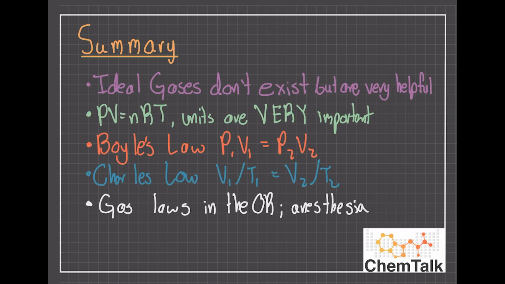In summary, we learned that ideal gases don't exist, but they are very helpful with understanding gases on Earth. We also learned about the ideal gas law, or PV equals nRT. We learned about the ideal gas law constant R, and that units are very important and must be canceled out across the equation. We then learned about Boyle's law, or P1 times V1 equals P2 times V2. We then learned about Charles' law, V1 over T1 equals V2 over T2. And we finished up with understanding how these gas laws are very important in medicine, and more particularly in the operating room, through anesthesia that's given to patients to help them relax during the surgery and wake up when they're done.